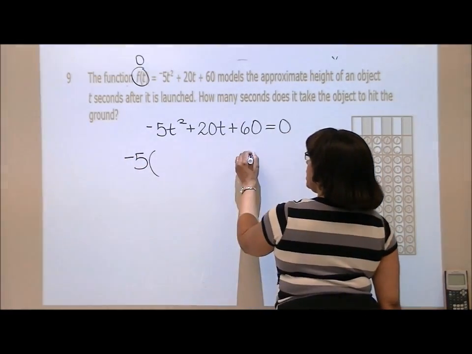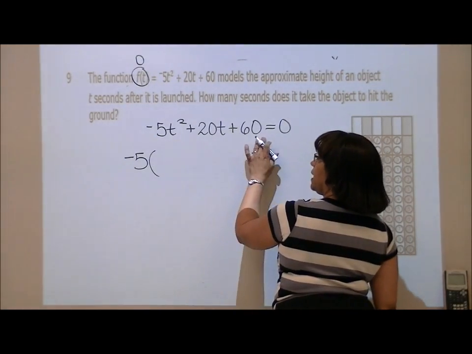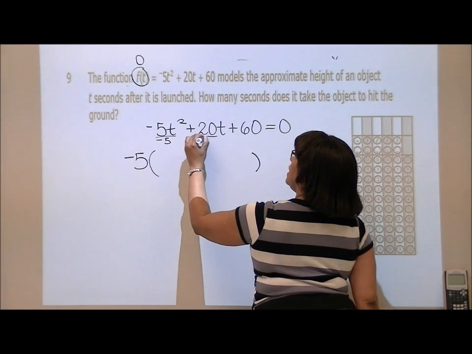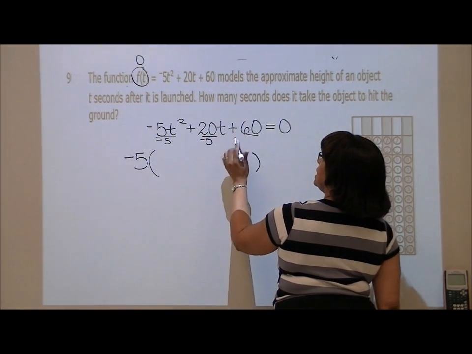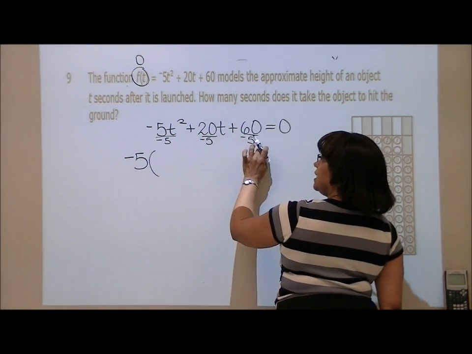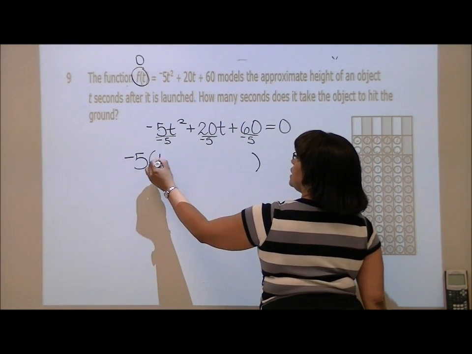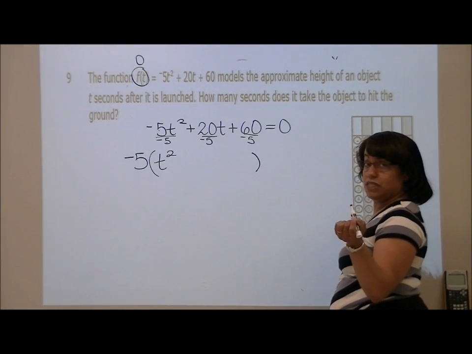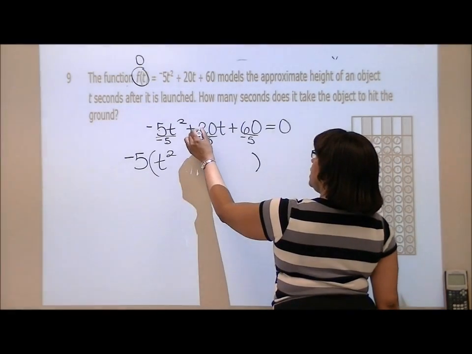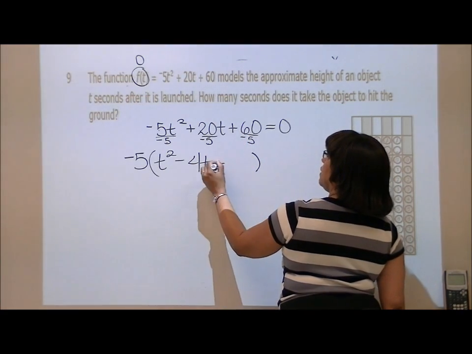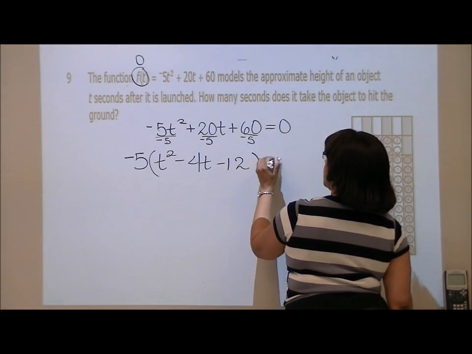And then you have to say, what can I multiply by -5 to get this back? A good way to figure that out is to divide each term by -5, and that lets you know what you need to put in parentheses. If we have 3 terms here, we should have 3 terms here. A negative divided by a negative is a positive, which is wonderful because you want t squared to be positive. 20 divided by -5 is -4, and 60 divided by -5 is -12.